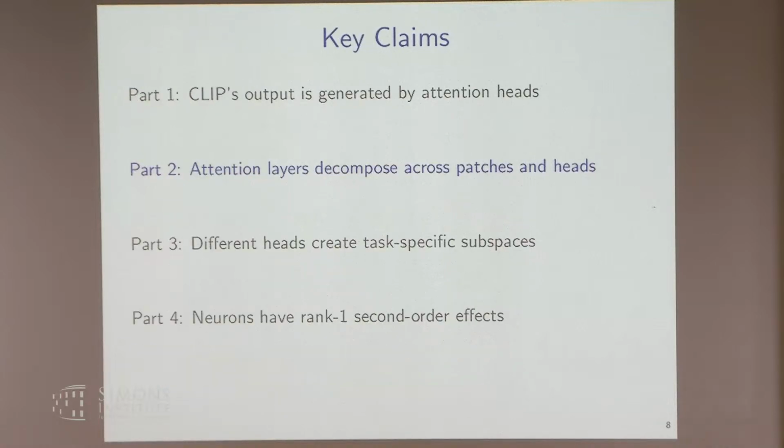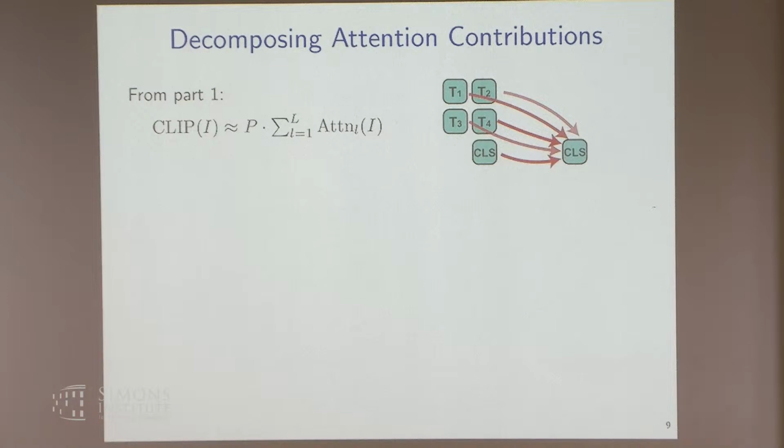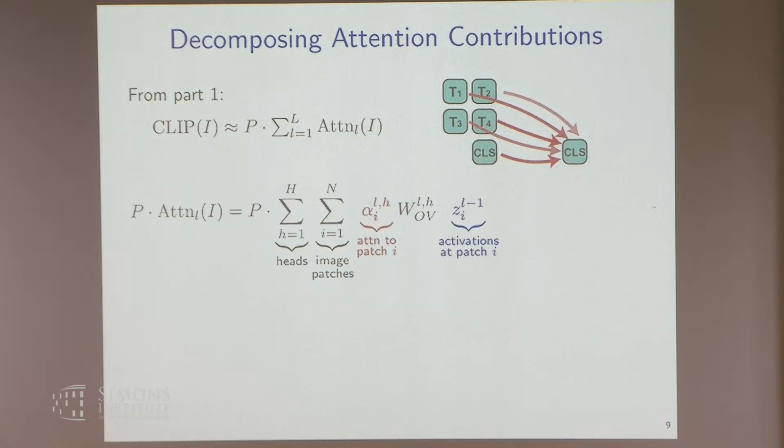Okay. So now let's go to a purely mathematical claim. Remember that by part 1 we can make this empirical reduction that the output of CLIP is approximately this linear map P times the sum of the attention layers. Now if we think about what an attention layer does, it is taking a weighted sum across all of the other tokens. And since we're reading from the class token, we just have to worry about what it is pulling to this class token or output token.